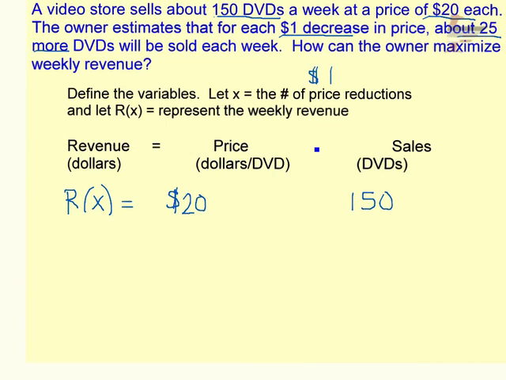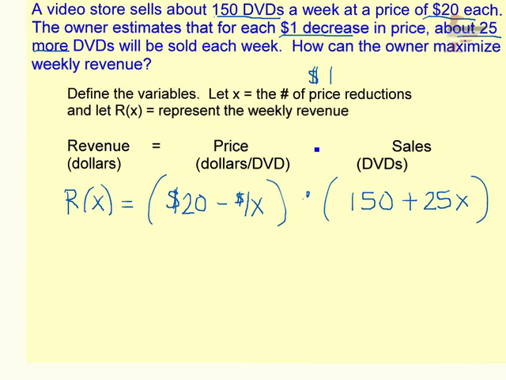However, for every $1 decrease, that means I take my $20 minus $1 times X, because I don't know how many times I'm going to do that. That is going to increase my sales by 25 times X also, because however many decreases I do here is going to be how many increases happen here. And of course I'm multiplying these together, so I better put parentheses around it now that I have a quantity situation. And that's it.